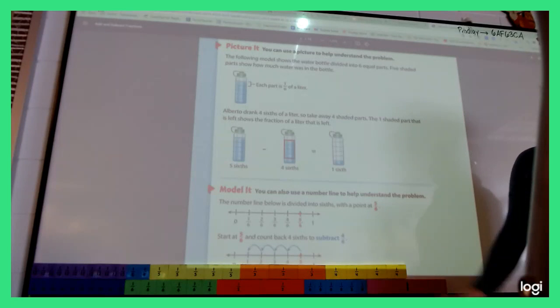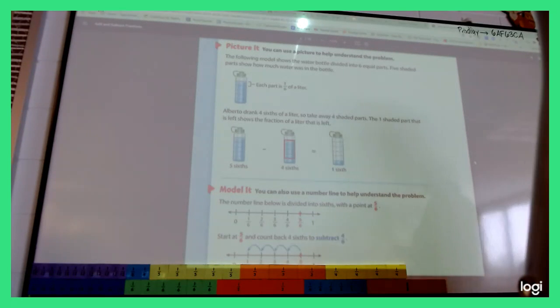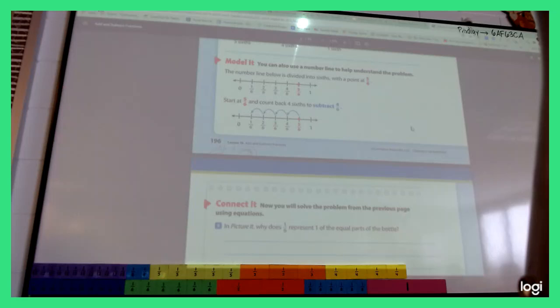Any questions on this before I move on off the water bottle page? Hayden? It's also adding 1/6 and 4/6 is 5/6. That's true. That's a way you can check it right when you're done. See if you got it right.